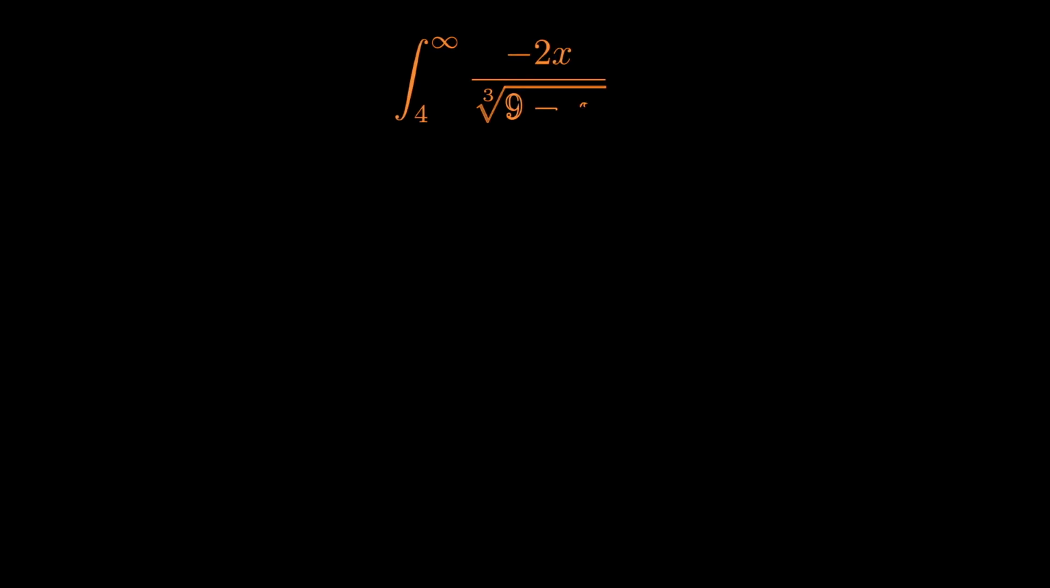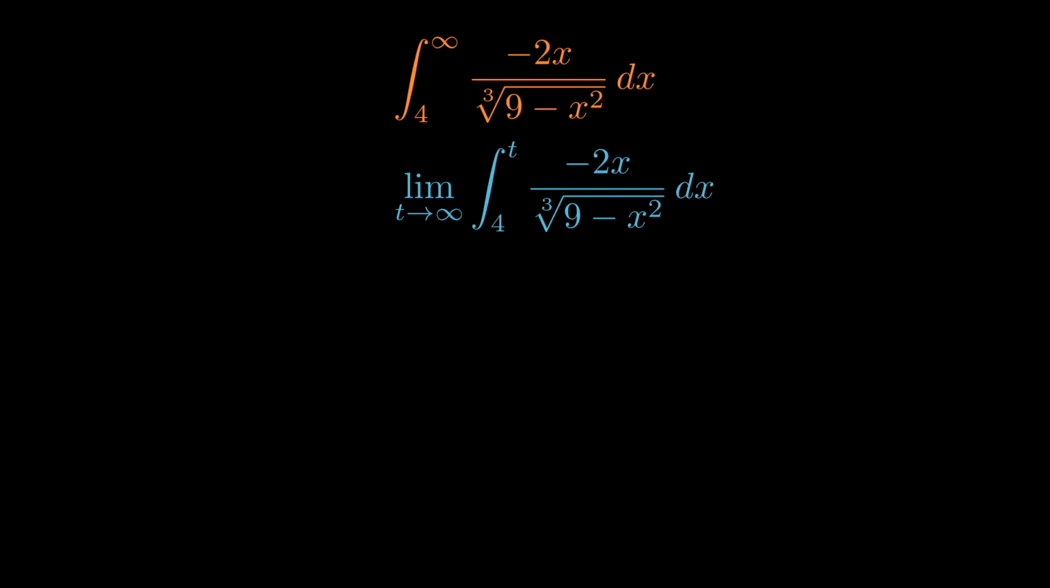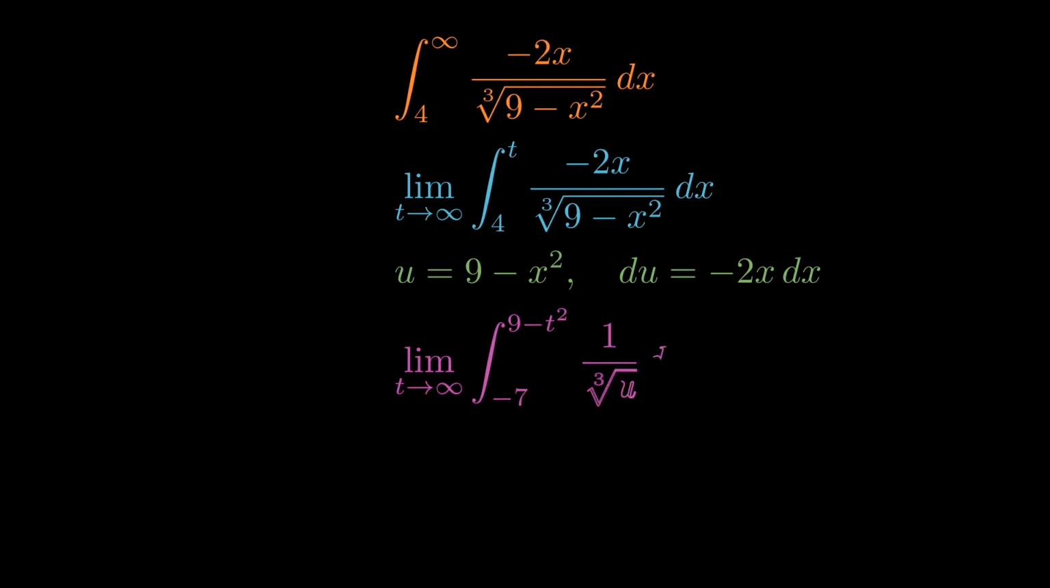Now let's look at an example. This is a 1993 AP Calculus BC MCQ. We have the integral from 4 to infinity of negative 2x divided by the cube root of 9 minus x squared. Since this is an improper integral, let's write this with our limit notation. As t approaches infinity, we want to find the integral of this expression from 4 to t. To integrate this, we use u substitution. We substitute u equals 9 minus 6x squared, which means du equals minus 2x times dx. So we can substitute both of these in to get the limit as t approaches infinity of 1 over the cube root of u times du.